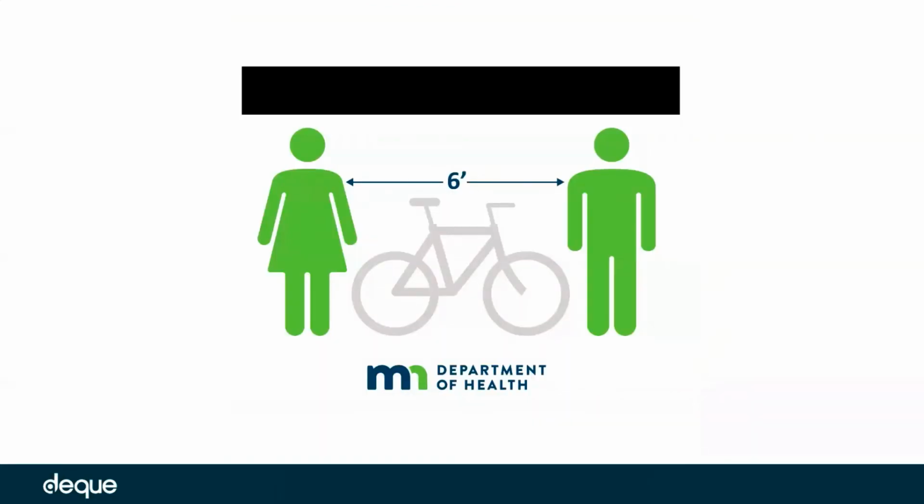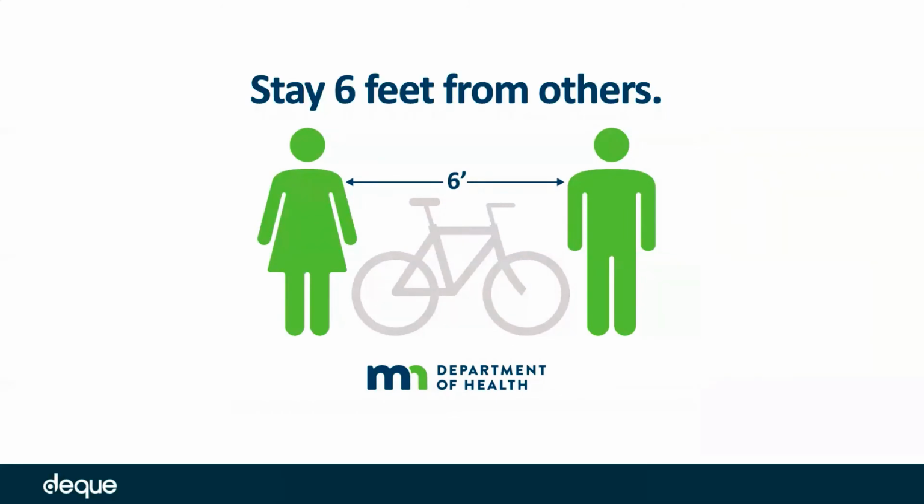But one more that's for more American audiences. We have 6 feet and we have a bicycle in between 2 people. I have the text covered up, but as you might imagine, it's just stay 6 feet away from each other.